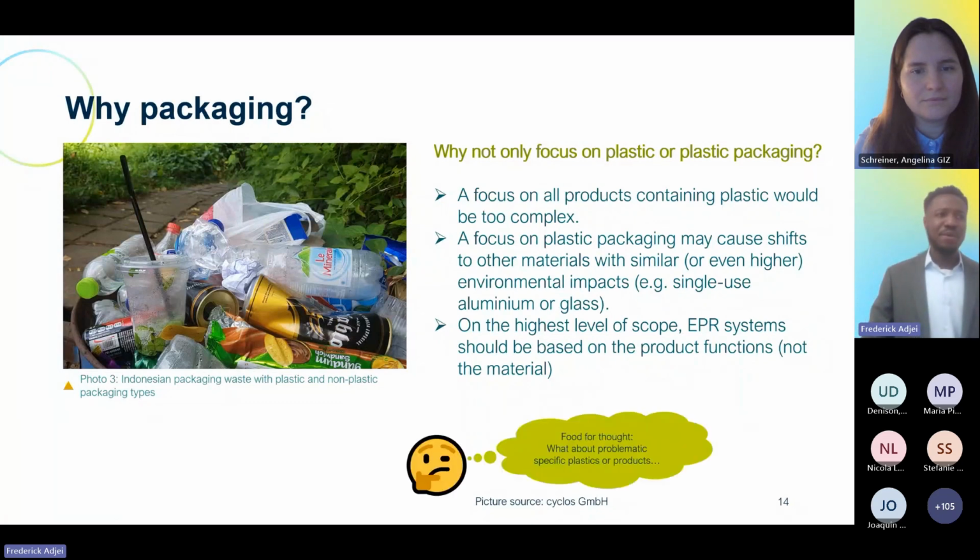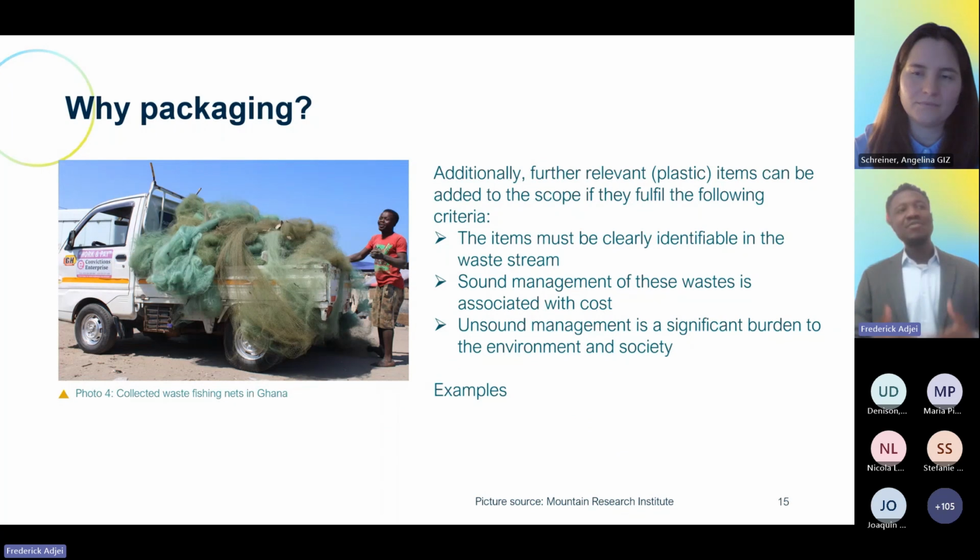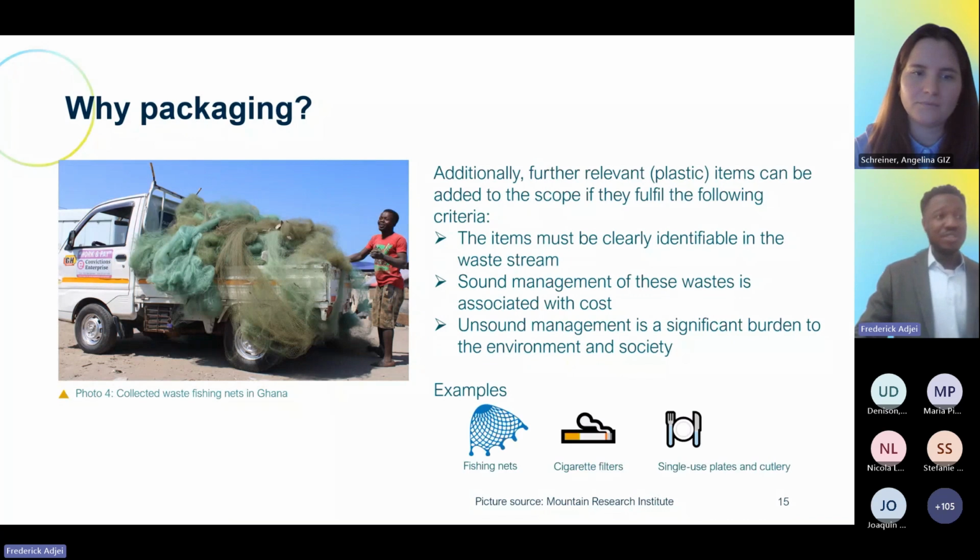But somebody says, okay, what about really problematic issues like, again, plastics? This will keep coming up. What about these problematic plastics and products that we see around? Well, not to lose hope. It is possible to add specific products, but we recommend to look at some criteria for such an addition. It must be clearly identifiable in the waste stream. It must be associated with maybe really high management costs. And also we should see that the problem itself, if left unmanaged, would be a significant burden to the society and to the environment.